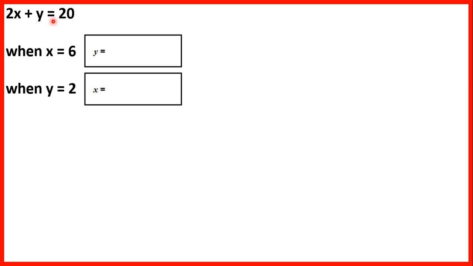2x plus y equals 20. So 2 times x plus y equals 20, and we need to know the value of y when x equals 6. So we need to work out 2 times 6 plus what equals 20. Well, 2 times 6 is 12, and then 12 plus 8 is 20, because 20 minus 12 is 8. So when x is 6, y is 8.